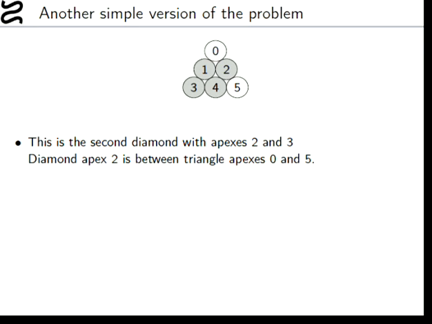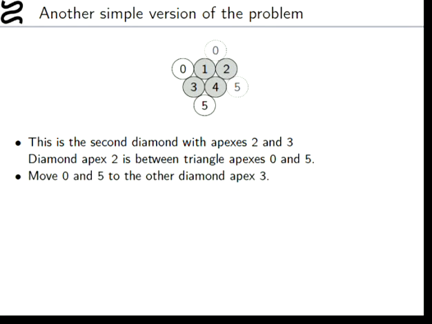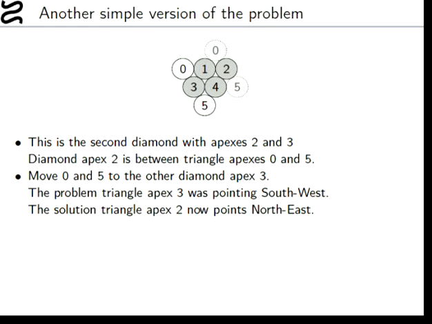Diamond apex 2 is between triangle apexes 0 and 5. Move coins 0 and 5 to the other diamond apex 3. The problem triangle apex 3 was pointing southwest. The solution triangle apex 2 now points northeast.